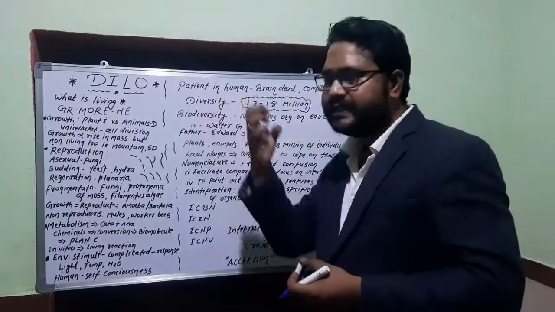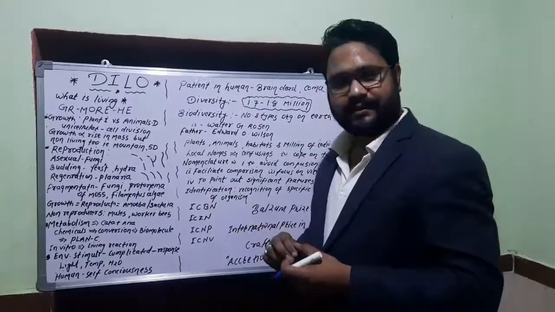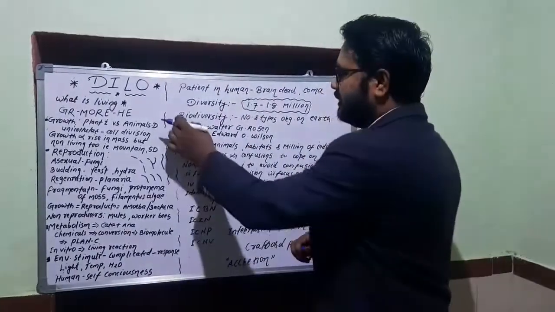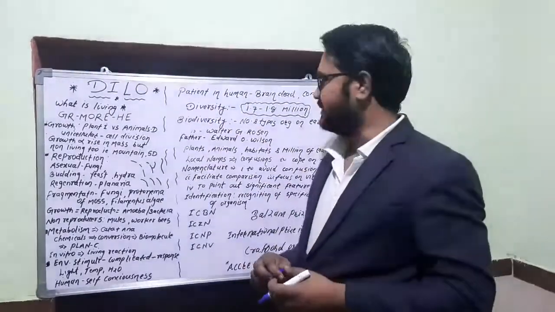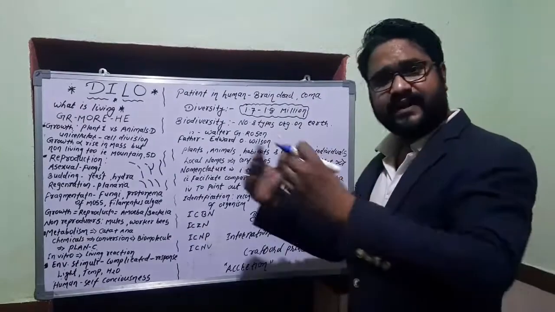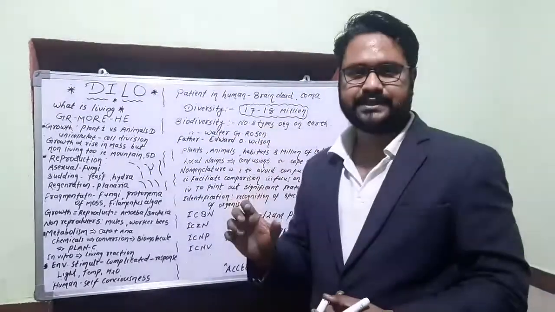Now to study it scientifically, a term was brought in, that is biodiversity. Bio, remember, that is living. Diversity, differences in their existence, that is number and types. Different types of organisms on the earth, that is the biodiversity of earth.